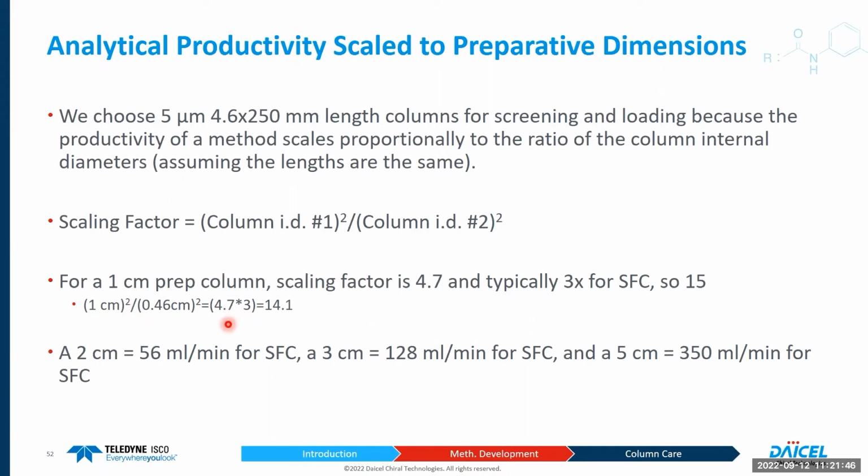Now, 4.7 is the LC scaling factor. In reality, because of the low viscosity of SFC, we're generally running at 3 times the flow rate of what we can for LC. So if you take that and multiply it by 3, round it up, say to 15, your analytical method scales by 15 for SFC. So take your flow rate and scale it by 15, your injection volume, and everything else. If we do the same thing for 2 cm columns, it's 56 mL a minute, 128 mL a minute for 3 cm, and 5 cm is up to 350 mL a minute.